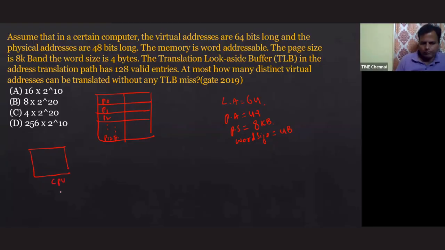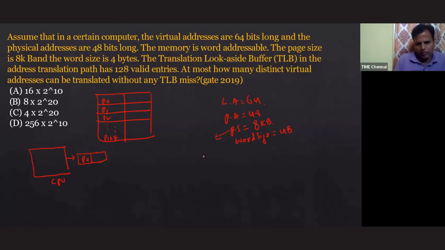This is CPU. CPU is generating the logical address. Let's assume this CPU is generating the logical address page number 0, and inside this page number 0 I want to access some word number. But since he has given only the page size, I don't know how many words are there within that page. So first I will calculate the number of words within that page.